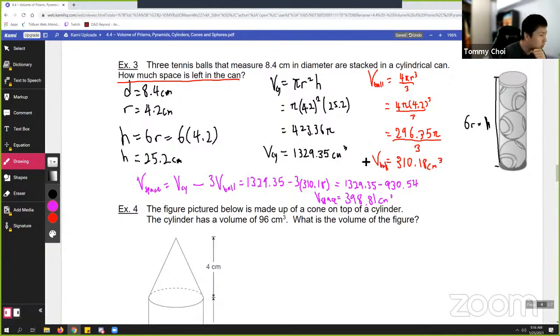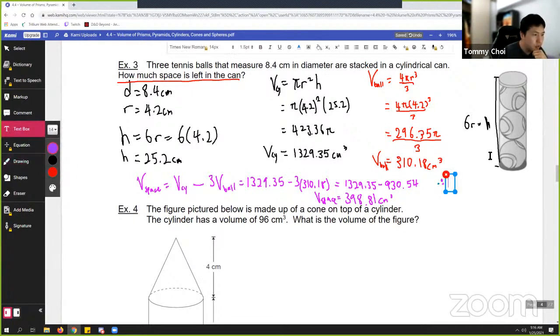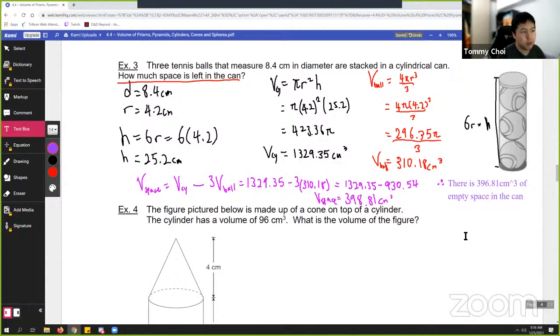So therefore, we can finish it off here. Therefore, there is 398.81 centimeters cubed of empty space in the can. And voila, we've gotten our question.